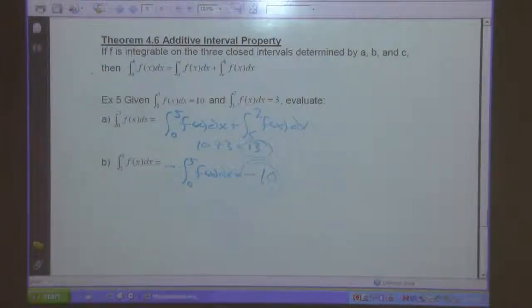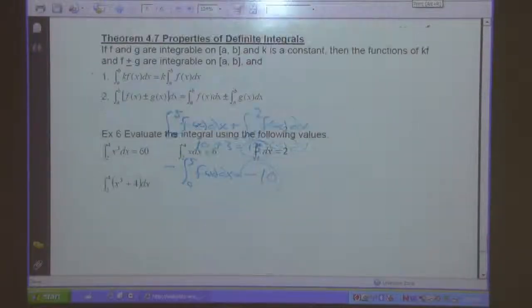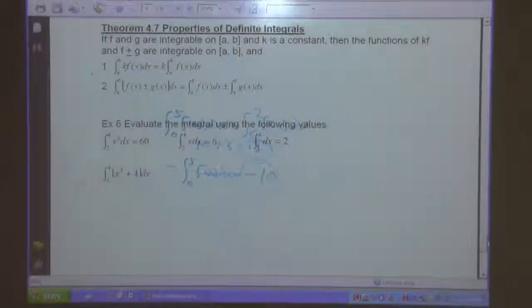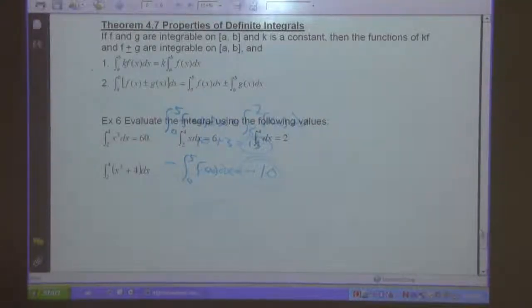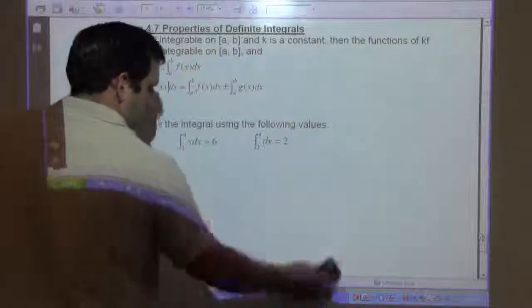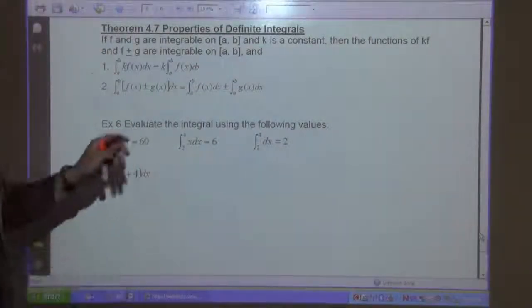I'm going to go on now. Theorem 4.7. Okay, properties, last page now.